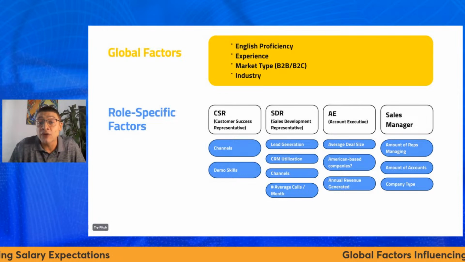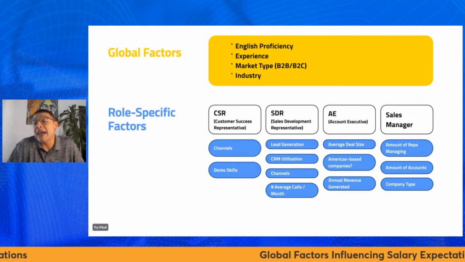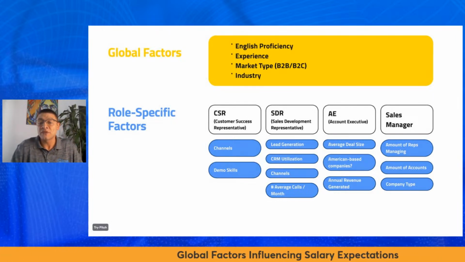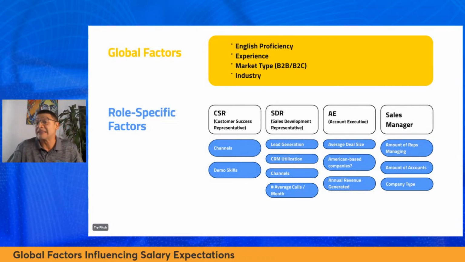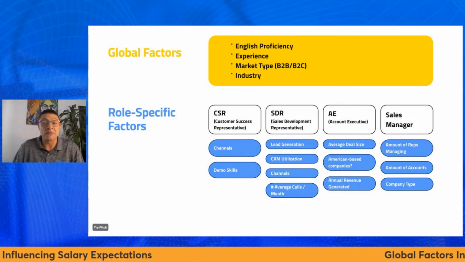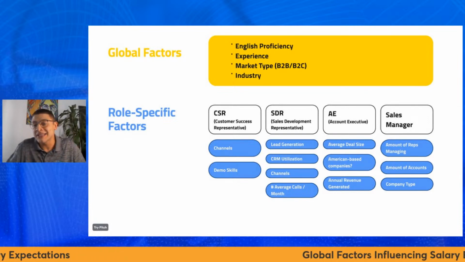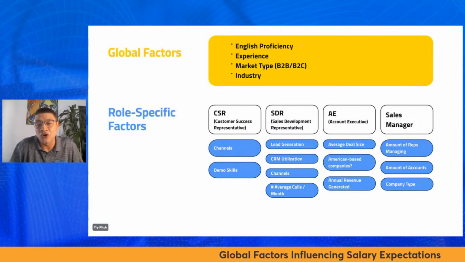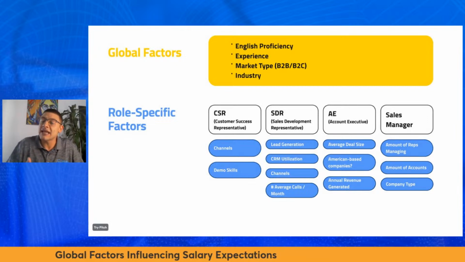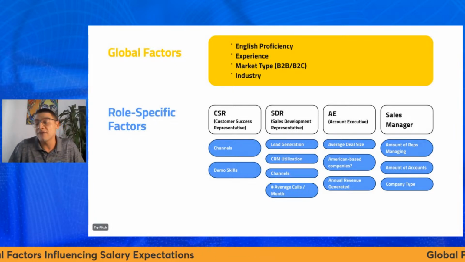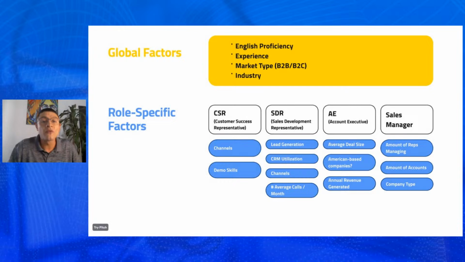Sales managers, how many reps were you managing? How many accounts did you have to manage as well, right? Some sales managers were given a team, and you have different accounts. Some might vary from 2 people accounts, 5 people accounts, 10 people accounts. So again, that would be a huge determining factor as to how you're going to be able to negotiate if you're going for these specific roles. Moving forward.